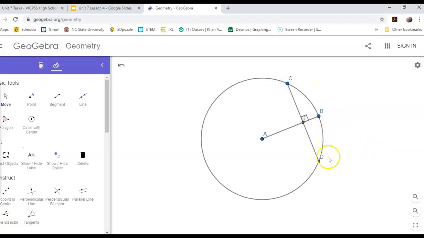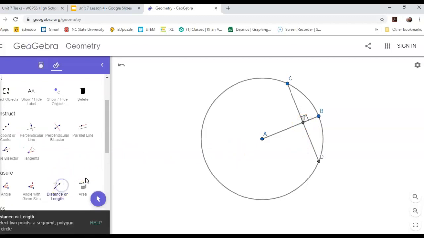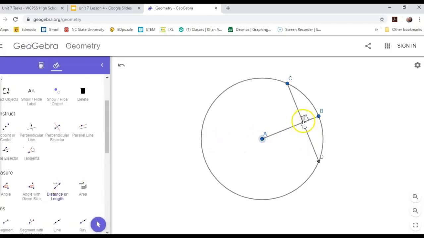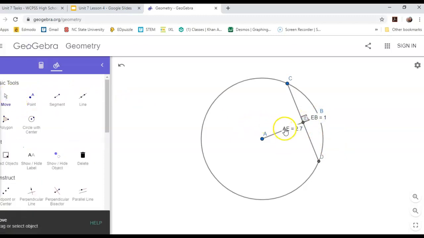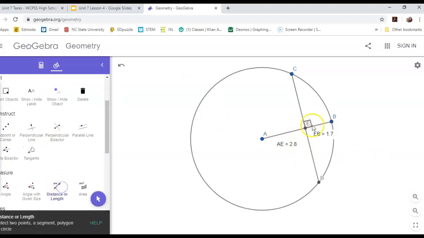So now I know I can play around with my circle. We wanted to look for some kind of relationship. I don't know that the angles are going to be terribly interesting because they're all 90 degrees and they're staying 90 degrees. So I'm going to try measuring some of these segments and see if anything pops up at me. So AE turns out to be 2.7 and EB turns out to be 1. I don't know that I notice anything there. They're not half or anything. Let's try and measure the other segments.